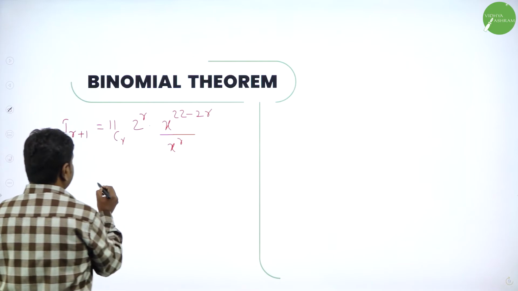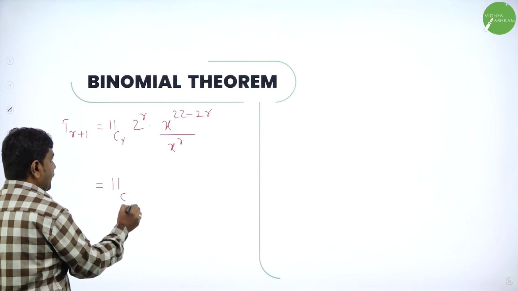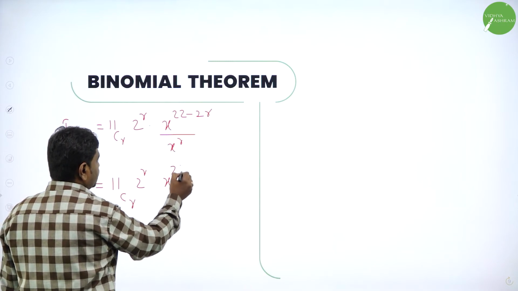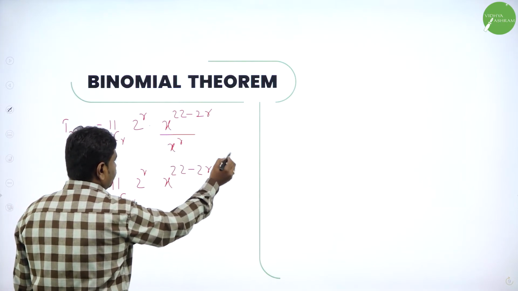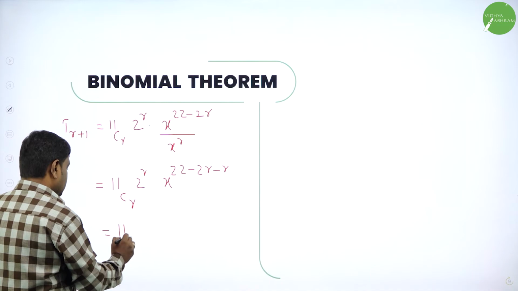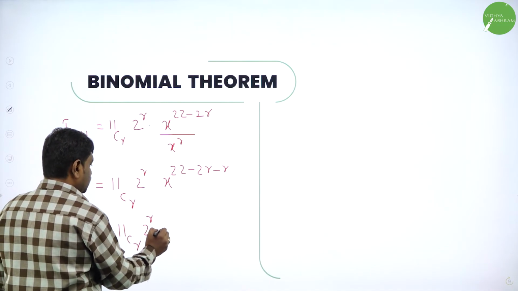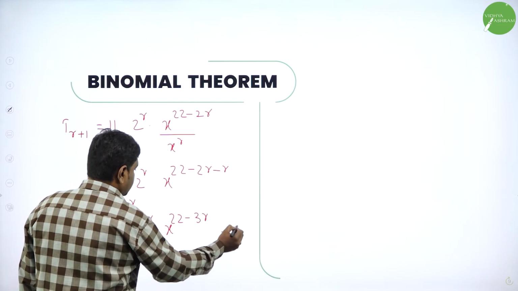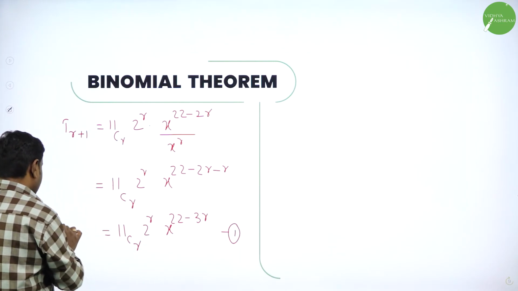So now simplify this. It will become 11Cr 2 power r. a power m by a power n is a power m minus n, so 22 minus 2r minus r. So that is 11Cr 2 power r x power 22 minus 3r. That is equation 1. This is T(r+1).